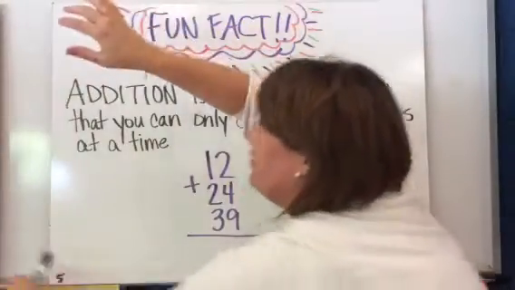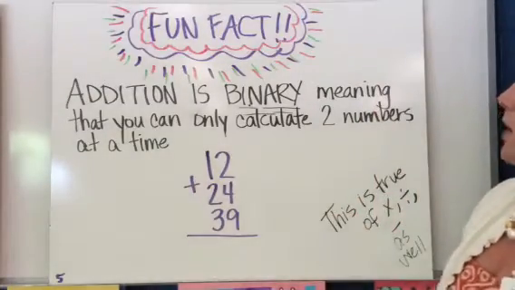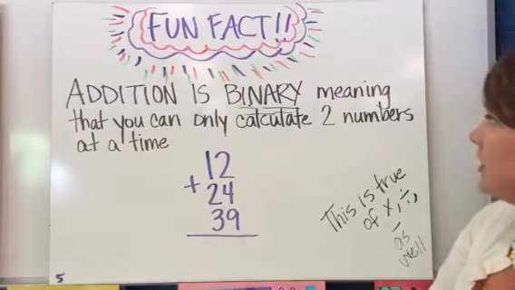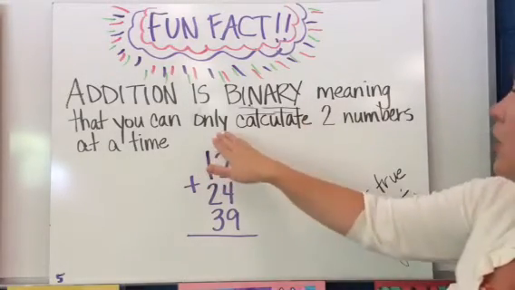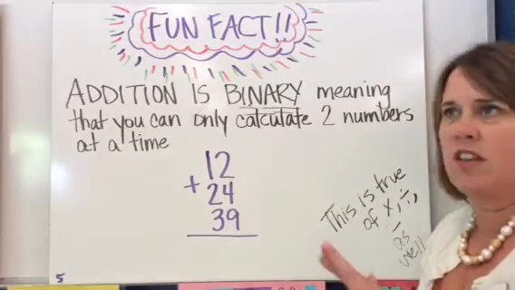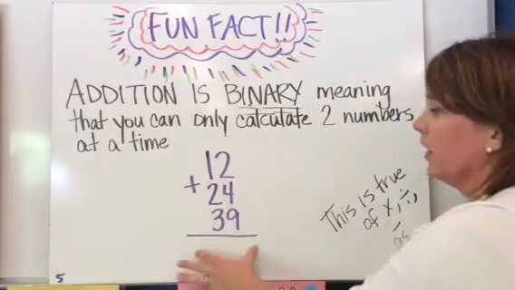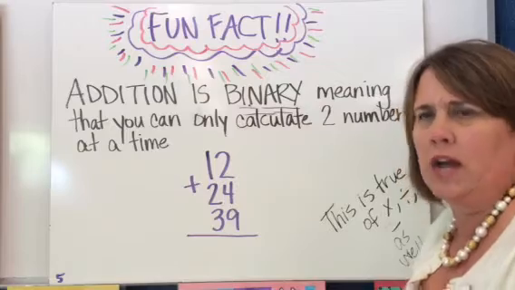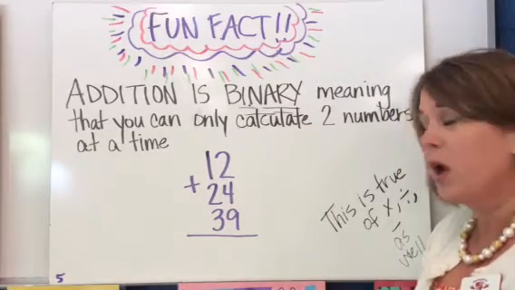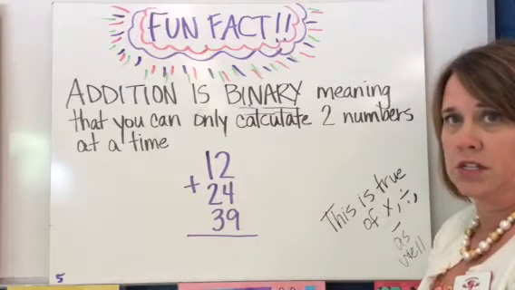Now, this is a little fun fact, a little aside for a moment. Just so you know, most people don't believe this, but addition is binary, which means that you can only calculate 2 numbers at a time. When I tell people this, they don't believe me, because they look at numbers like this and they say, I can add those all at once. I don't have to add those 2 at a time. And so that's my challenge to you. Try to add those just 2 at a time.